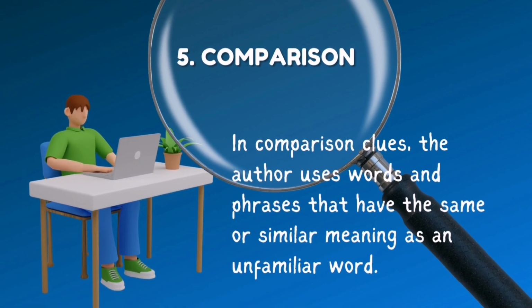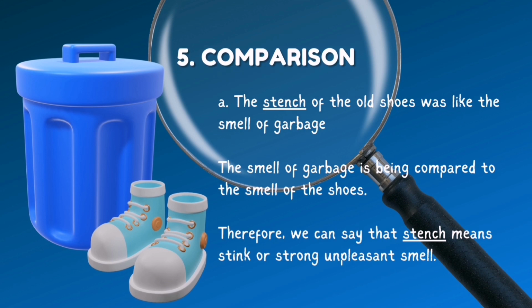Number 5 type of context clue is comparison. In comparison clues, the author uses words and phrases that have the same or similar meaning as an unfamiliar word. For example, the stench of the old shoes was like the smell of the garbage. The smell of the garbage is being compared to the smell of the shoes. We can now say that stench means stink or a strong, unpleasant smell.